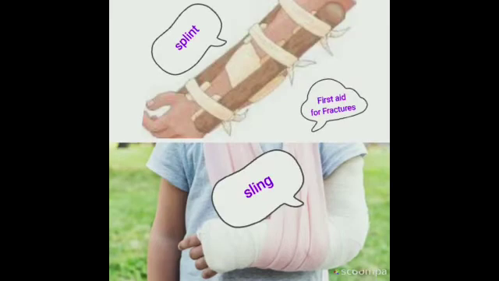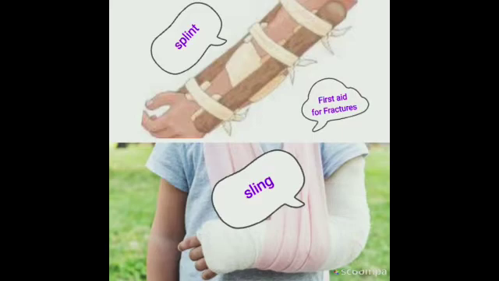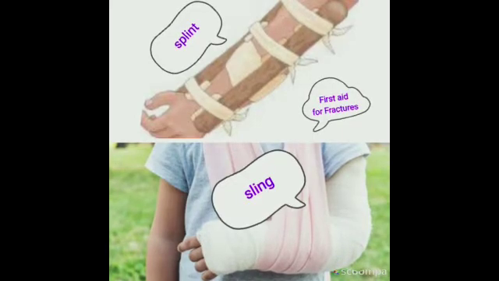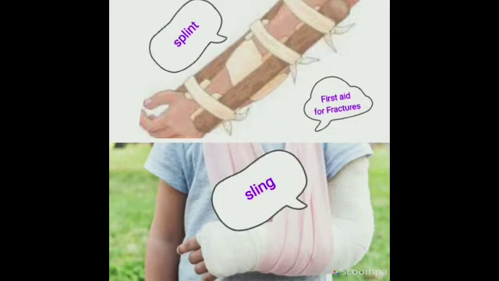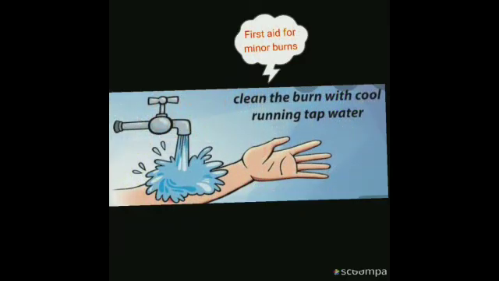If the bone of the hand is broken, make a sling using a cloth. A sling is nothing but a cloth made into a bandage, and it gives support to the arm. If a leg is fractured, tie a splint around the fractured leg. Then take the patient immediately to the hospital for further treatment. So this is the first aid for fracture.